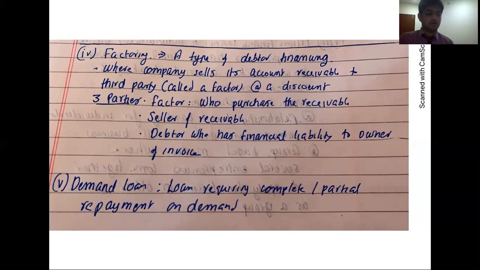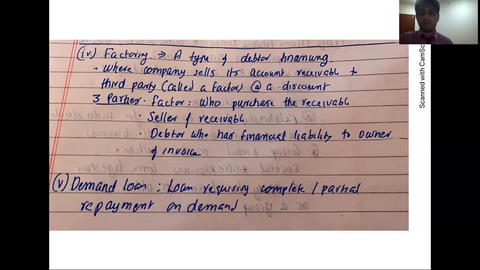Factoring. What is factoring? Factoring is a type of debtor financing. I'll give an example. I'm a company. I have five debtors. Normally, I can wait for realization. Now I thought, why should I wait for realization? I can sell these debtors, as per the Indian laws. What I'll do is go to a factoring company and sell the debtors.